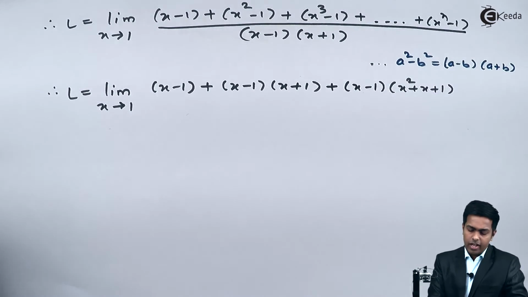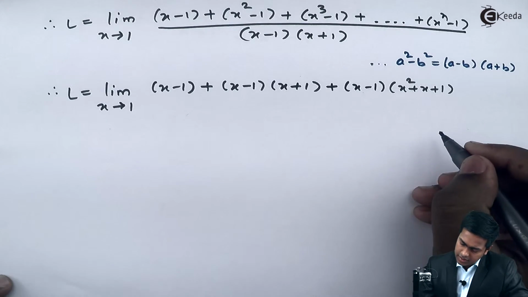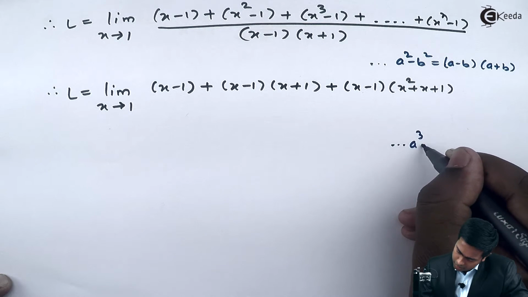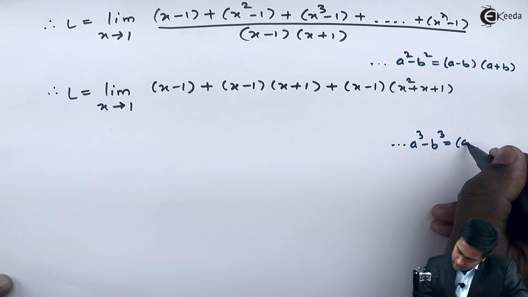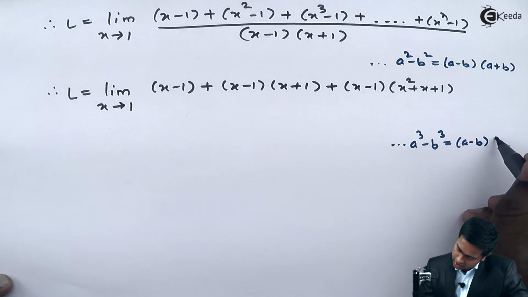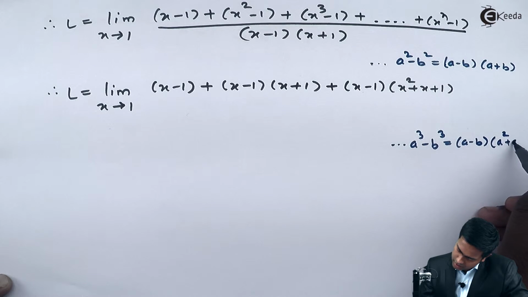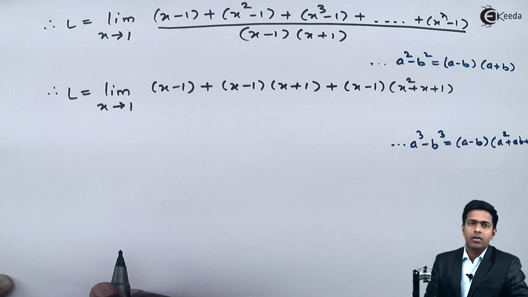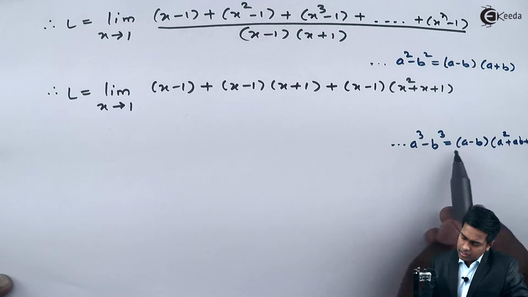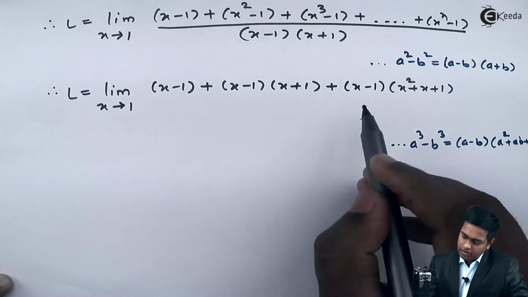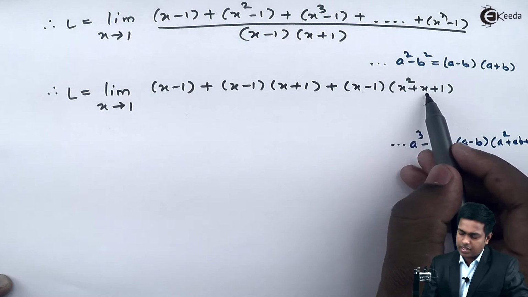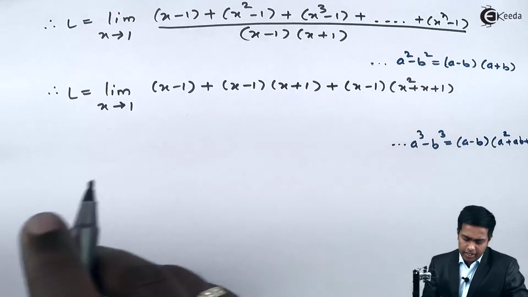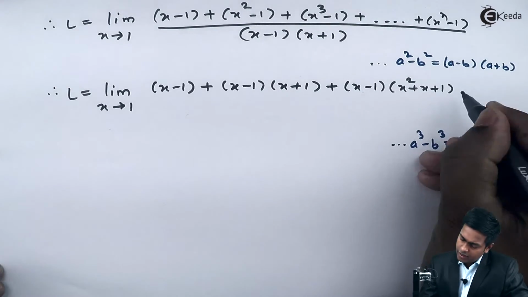So here we are using one more formula, that is, here I will write a cube minus b cube, which is a minus b in the first bracket, and a square plus ab plus b square in the second bracket. So by using this formula we are getting x minus 1, x square plus x plus 1 at this place. So similarly we can get factors for each and every term.